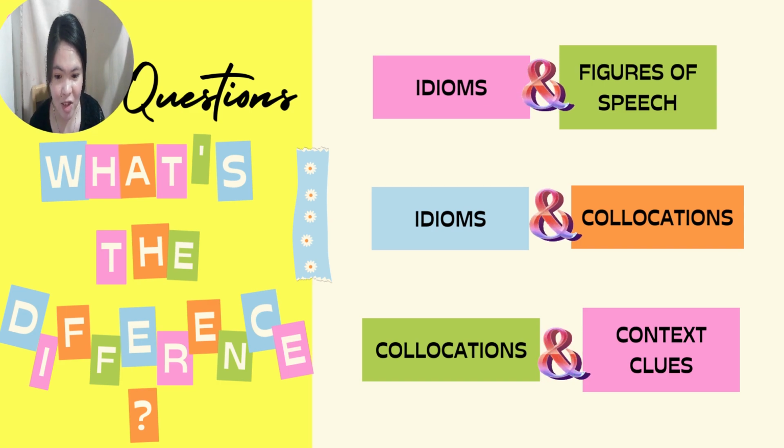Unlike figures of speech, we can use the term or the phrase in a different angle that we like, depending on how we're going to use it. So that's the main difference. How about the idioms and collocations? So again, idioms are combined words or phrases whose meaning is far away from the literal meaning of the words we use.